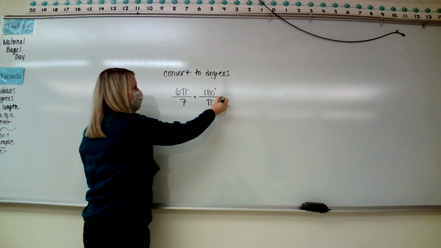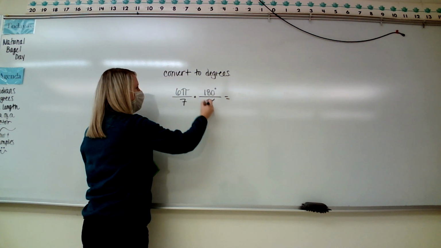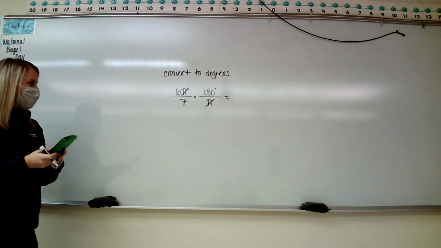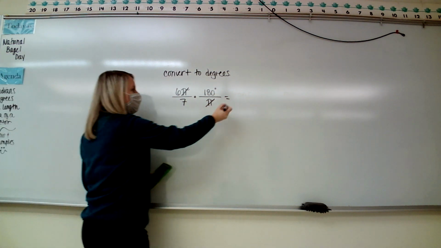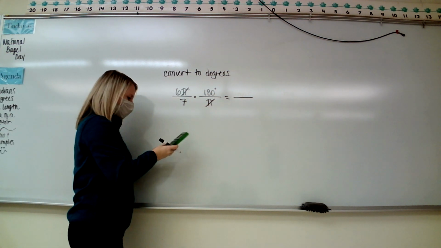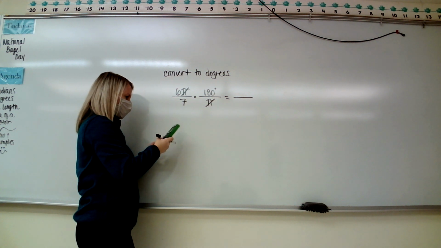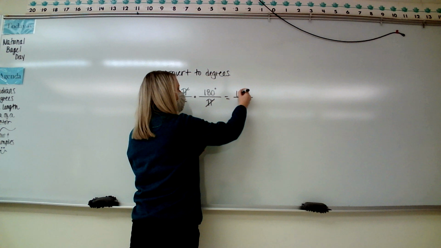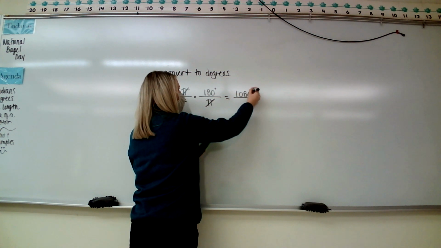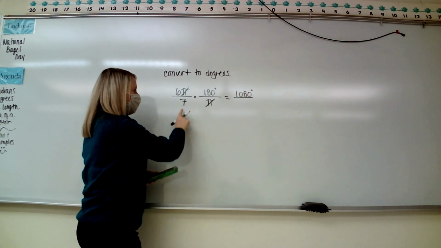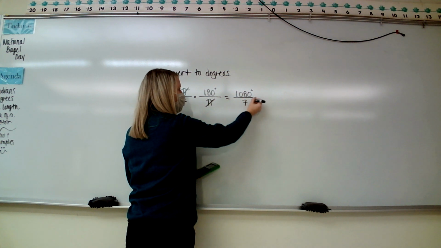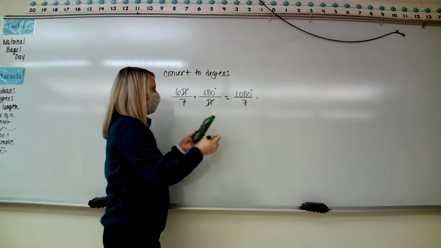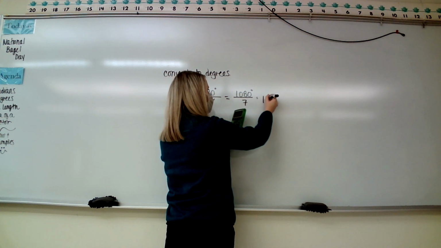So what happens is my pi's cancel. Now I'm just grabbing my calculator once again. I don't want to do any work in my head. When I multiply out those numerators, I have 6 times 180. So once again, I just kind of made this up. That gives me 1080. We have a degree symbol now, right? Because that's there, over 7. So I'm just going to divide that out. Once again, it comes out to some long decimal because I just kind of made that number up. So we'll just round it.